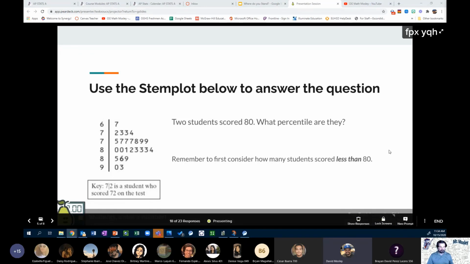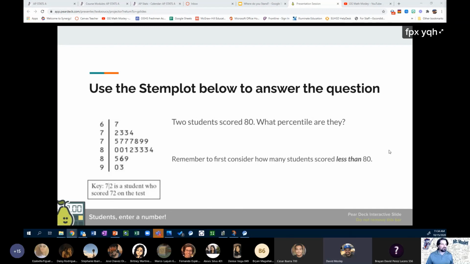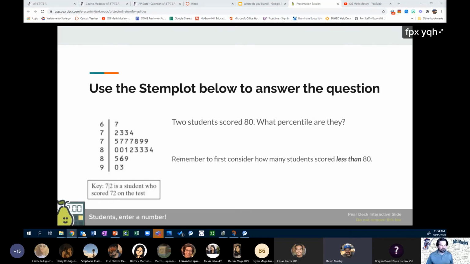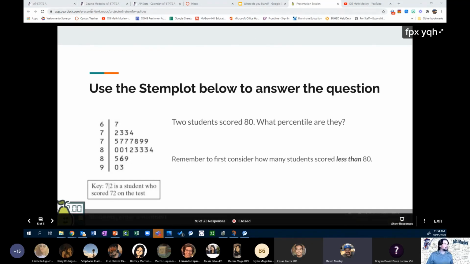Okay. So I'm going to end the pair deck. We're stopping here. And I'm going to briefly review what we have left for the week as far as assignments and such. So, end that.